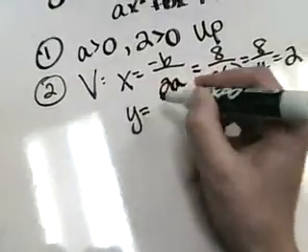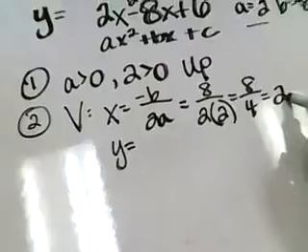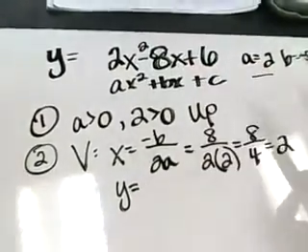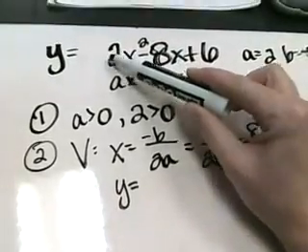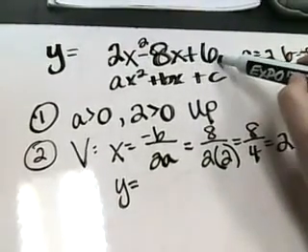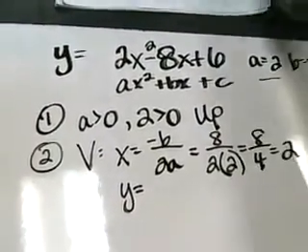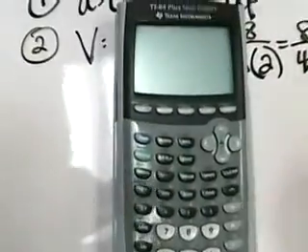To find the y, we actually sub this x back into our original equation. So we would put 2 in for x here and have 2 squared times 2 minus 8 times 2 plus 6. But an easier way to do that is we can use our graphing calculator.